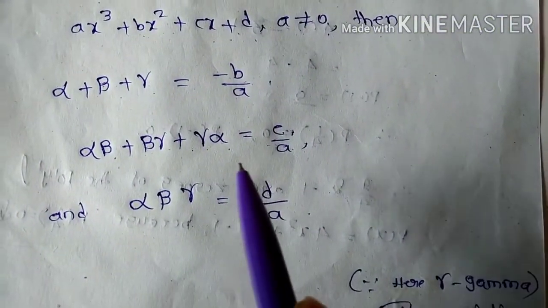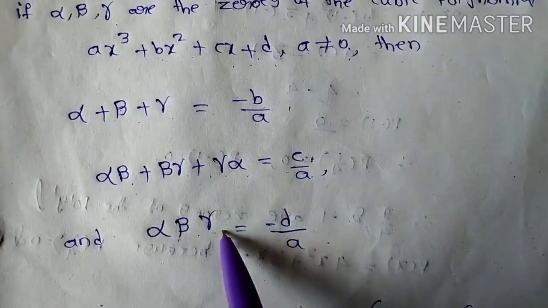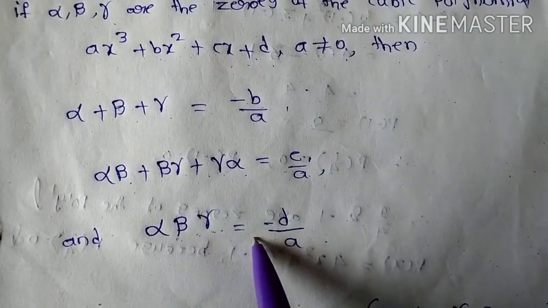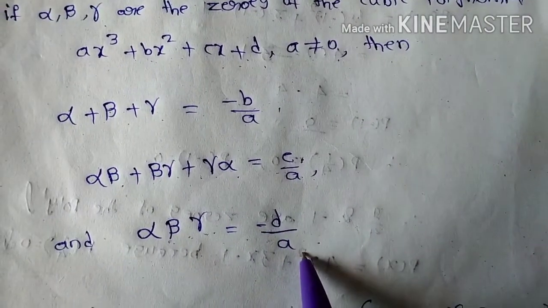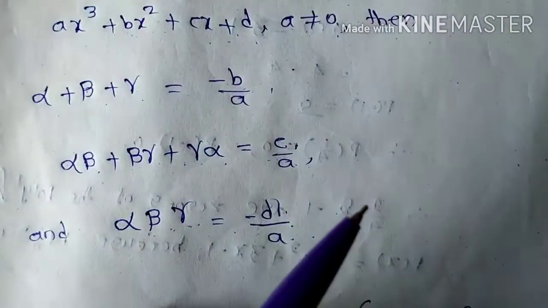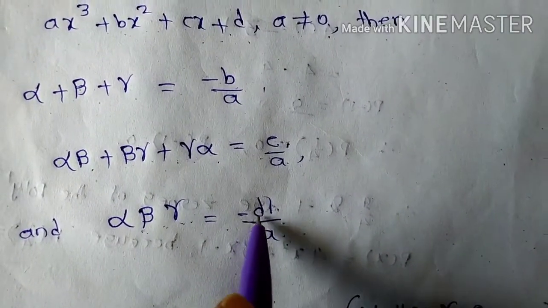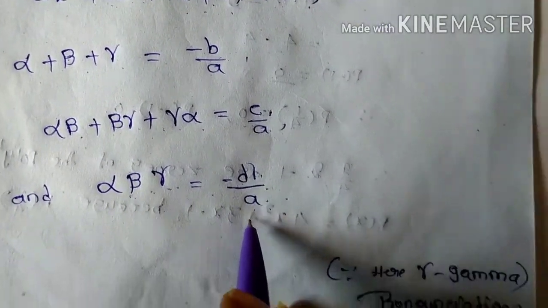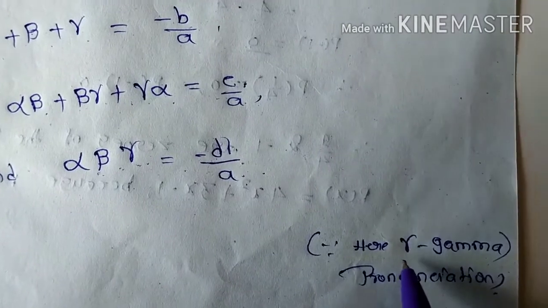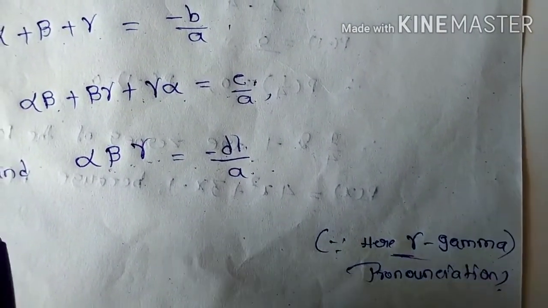Next you can see the product of zeros. Product of zeros means here alpha into beta into gamma. That means alpha beta gamma is equal to minus d by a. Minus d by a, where d is a constant term. Just remember here.